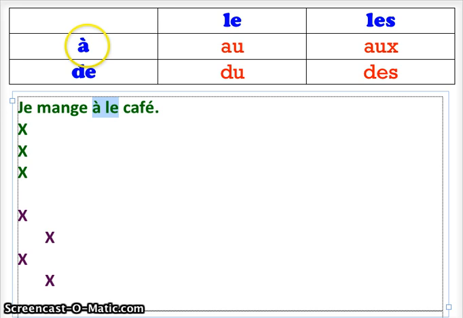What's the contraction? Well, à and le make au. So we're going to put in au instead. And now our sentence is, je mange au café. I am eating at the cafe. That sentence is now correct because we use the contraction for à and le. All right? Let's try another one.